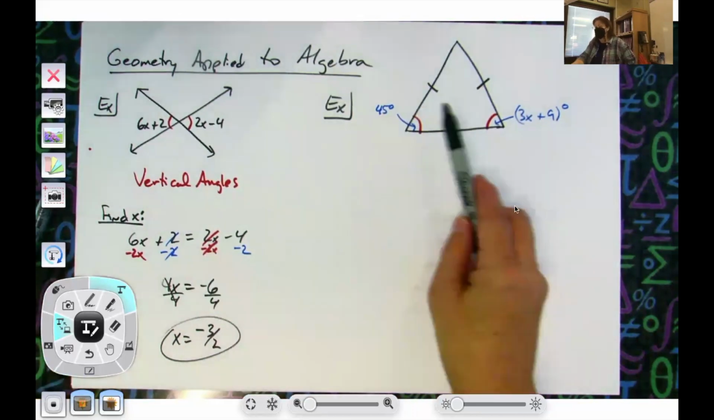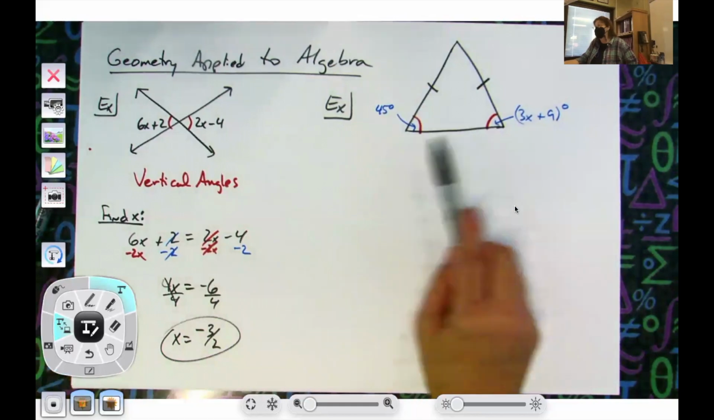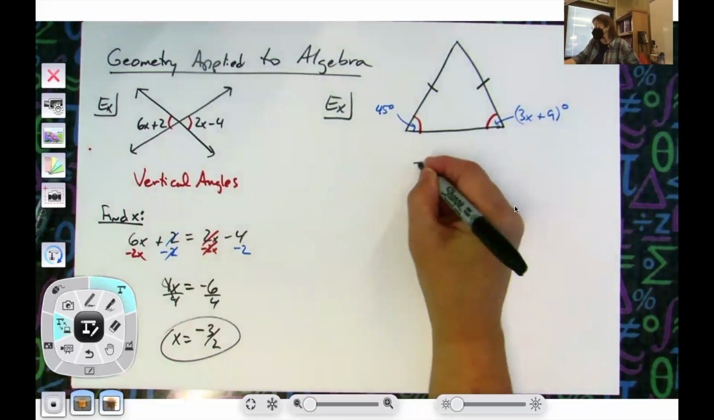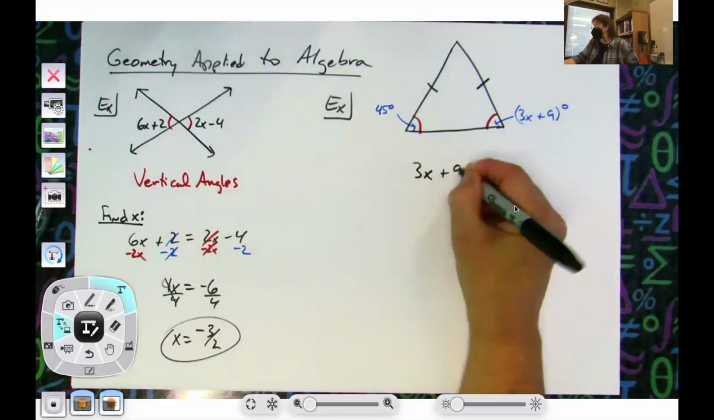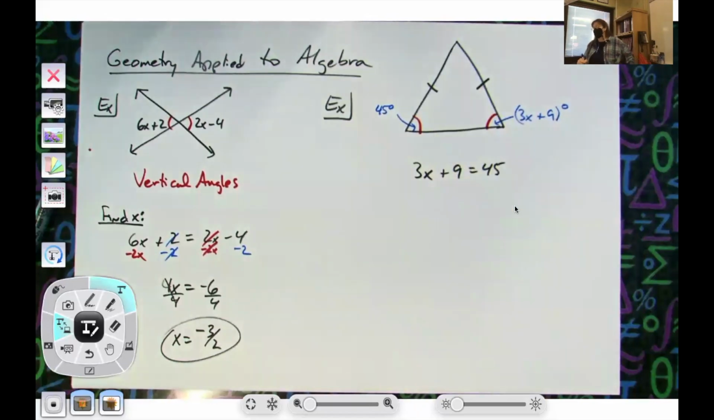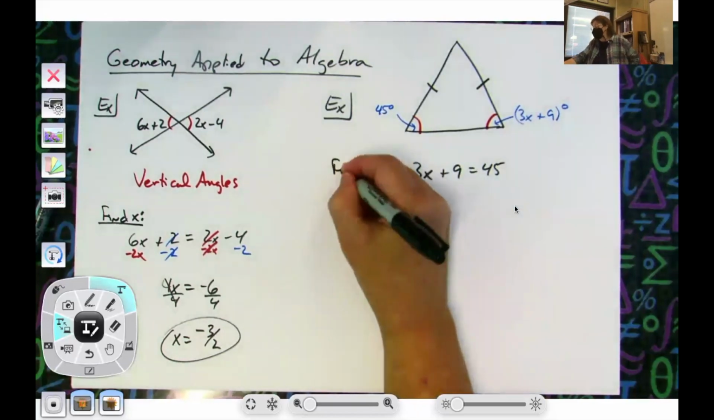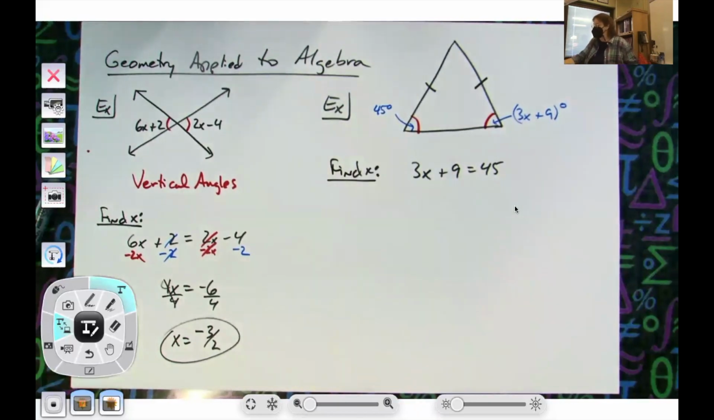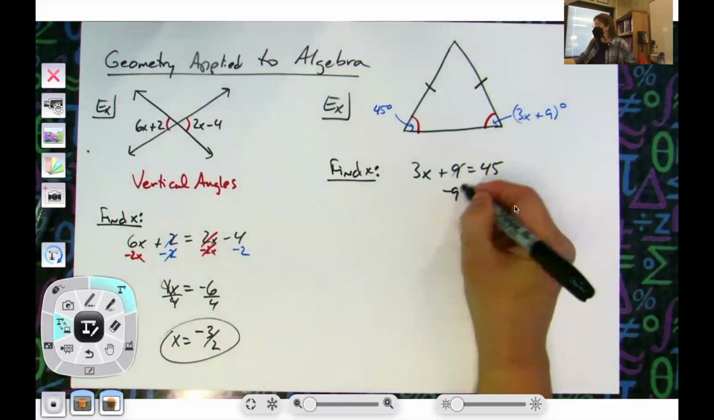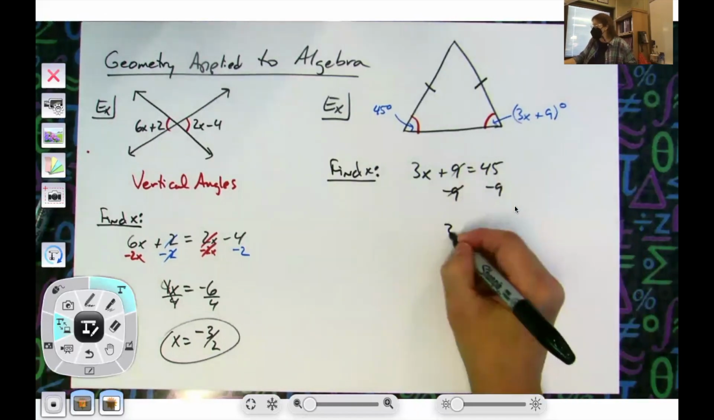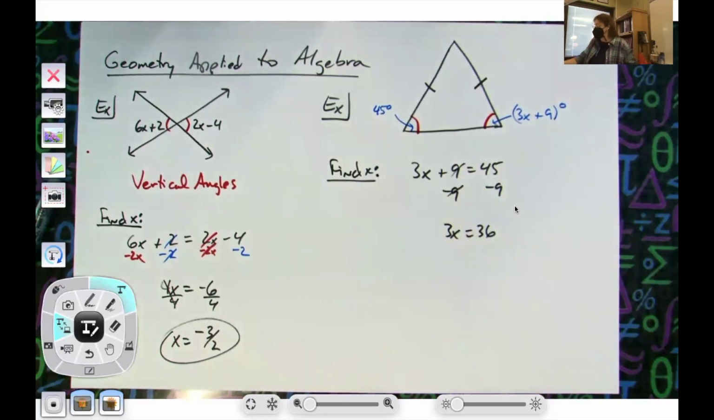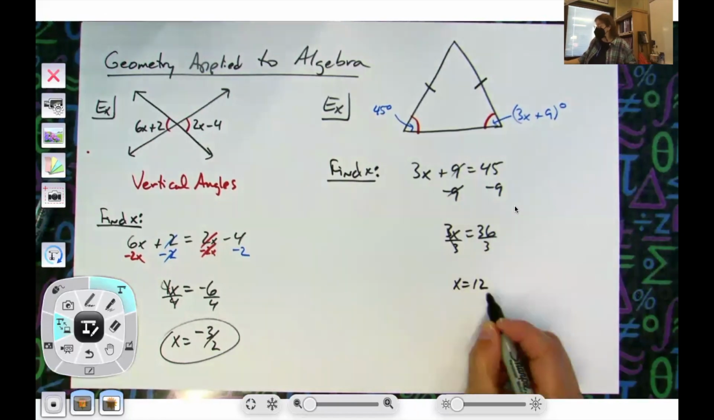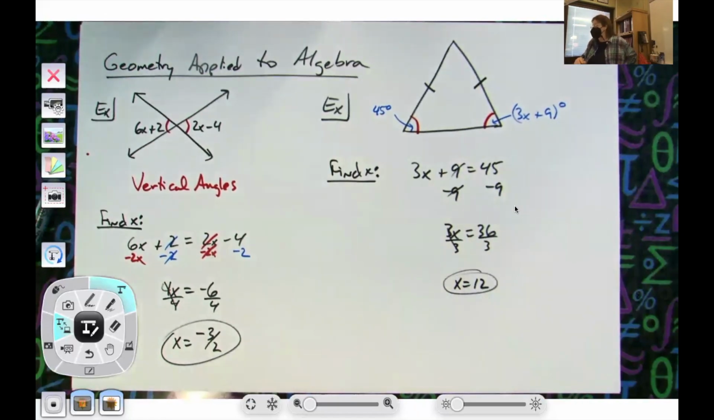All right, now again, same concept. If things are equal, what can we do to them? Set them equal to each other, okay? So 3x plus 9 equals 45. And if I'm trying to find x, let's write that down because I didn't write that down. Minus 9 from both sides. What's 45 minus 9? 36, so I'm going to have 3x equals 36. Divide by 3. Then I get 12. So x equals 12. If it says find x, it's 12.